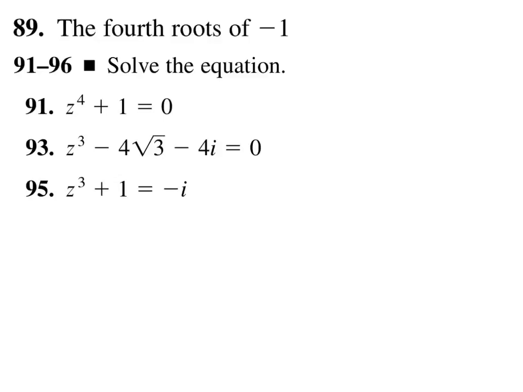This is a quick video to explain problems numbers 89, 91, 93, and 95 in Chapter 8, Section 3. To find the fourth roots of -1, remember we're saying the fourth root of -1 in that problem. In problem number 91, if you were to solve for z, you would subtract 1 and then take the fourth root. So these are basically asking the same question. So 89 and 91 are the same thing.